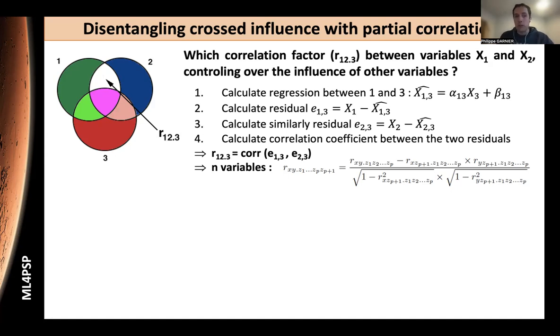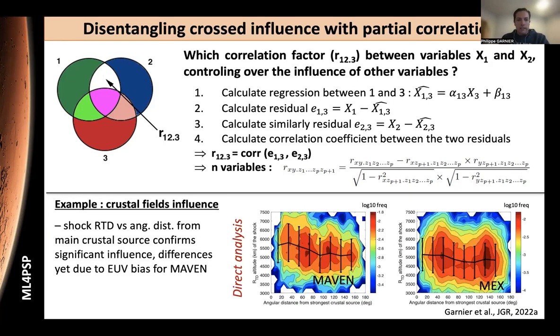Of course, this is very simple when you have one variable of influence, but if you have n variables of influence, then you have to do this recursively, and you can do that rather easily with R language, for example. Let's try an application with the crustal fields influence, just simply, but it's something I did for all of the parameters. You can see here first a direct analysis, classic, with the RTD distance of the shock, so in 1 dimension, as a function of the angular distance from the main source of the main crustal source, which is located in the southern hemisphere. So you would expect that the closer from the main source, the strongest source in the southern hemisphere, the further the shock, which is the case.